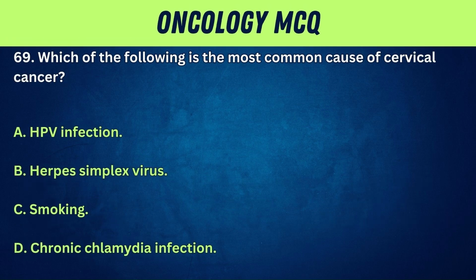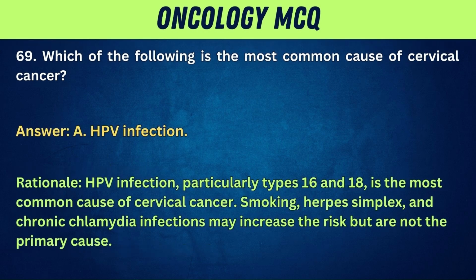69. Which of the following is the most common cause of cervical cancer? A. HPV infection. B. Herpes simplex virus. C. Smoking. D. Chronic chlamydia infection. Answer: A. HPV infection. Rationale: HPV infection, particularly types 16 and 18, is the most common cause of cervical cancer. Smoking, herpes simplex, and chronic chlamydia infections may increase the risk, but are not the primary cause.